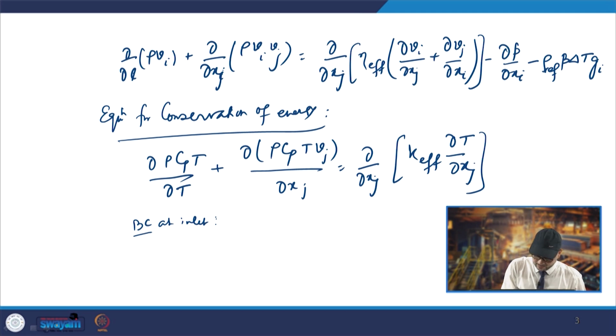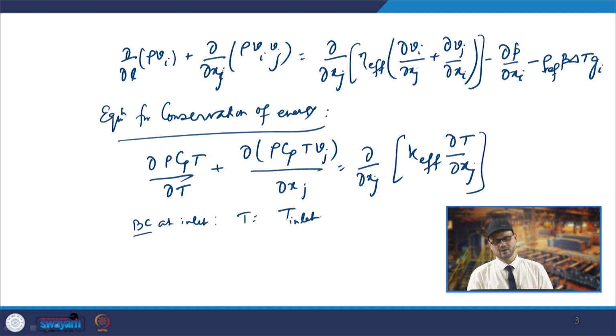Also, you will have boundary conditions at the inlet. If you talk about the boundary condition at inlet, T will be T inlet. So, it will be the ladle stream temperature.